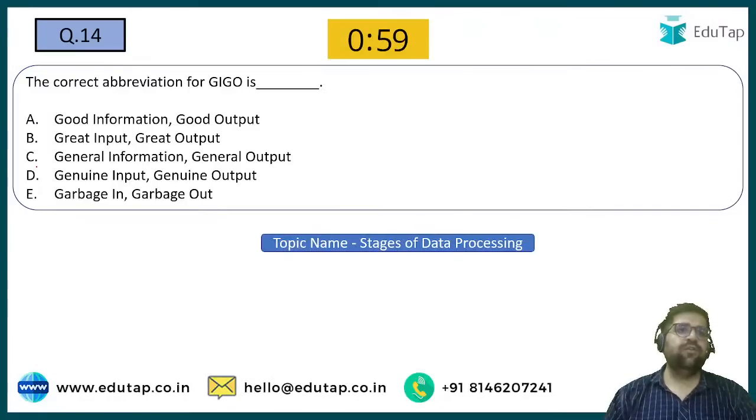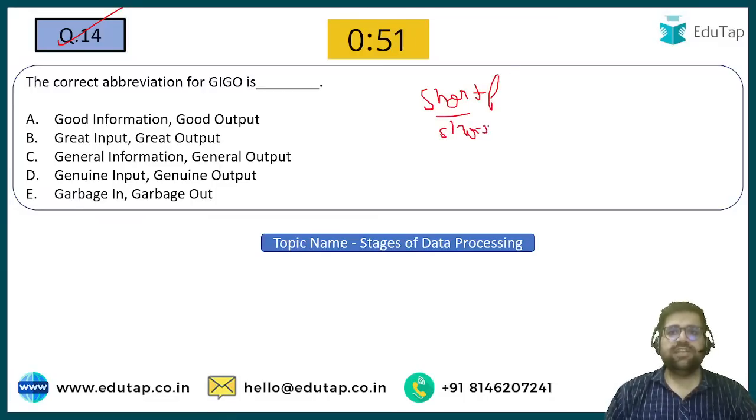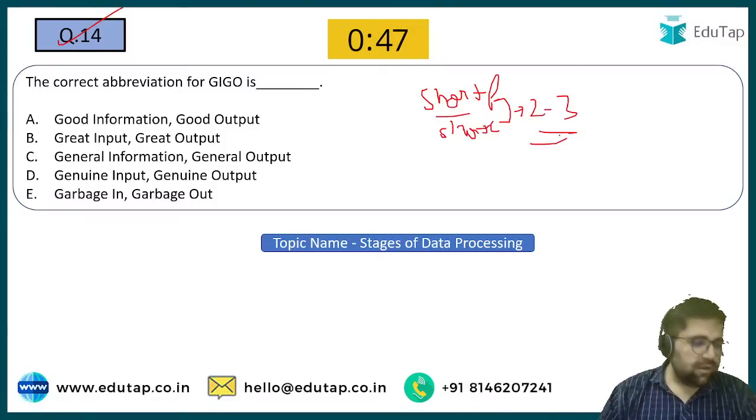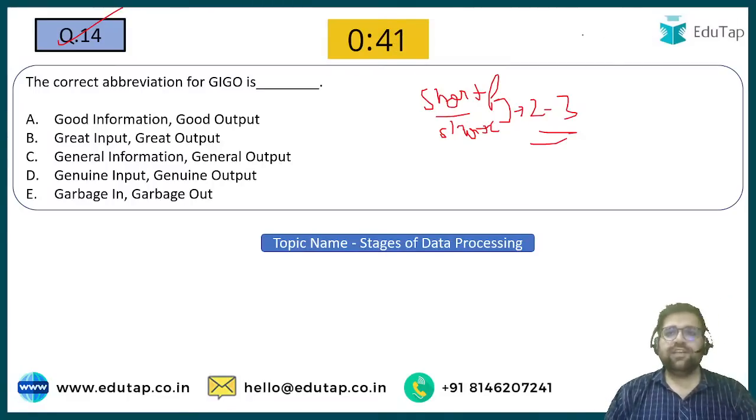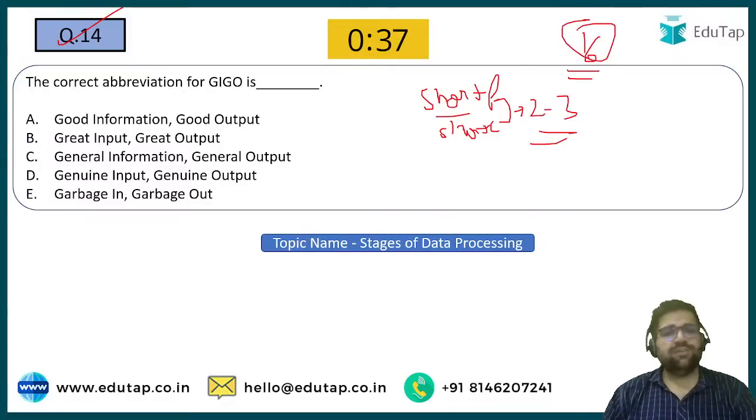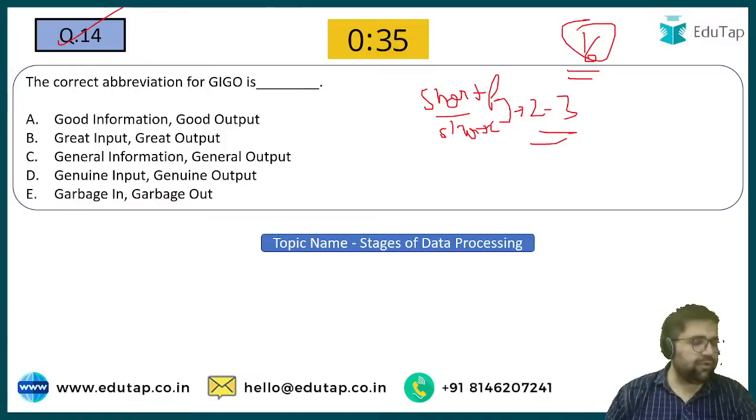Now we are coming to question number 14. Remember, short forms and shortcuts. Short forms and shortcuts, they are very, very important. If you do these as well, you will definitely get 2 to 3 marks. Even I don't know when admit cards will come, but all I know is 16th October is the day. You all need to focus on 16th October. Admit cards will definitely come. Okay, so do not get into that confusion.